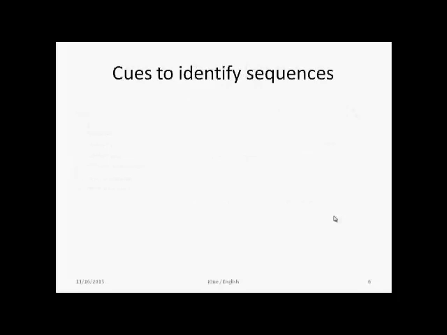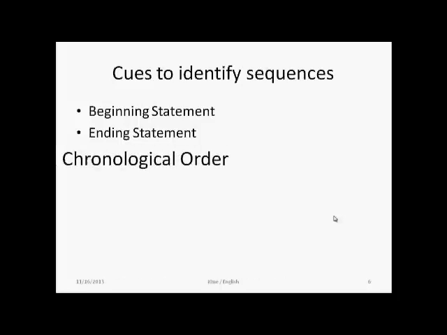So, we understand one more cue to identify sequences, where the beginning statement was obviously the proper noun. We talked about Gandhiji. The ending statement was obviously the one related to his death. But more importantly, because we know the events in his life and the time at which they occurred, we can easily set them in a particular sequence. And this is known as setting the sentences using chronological order.